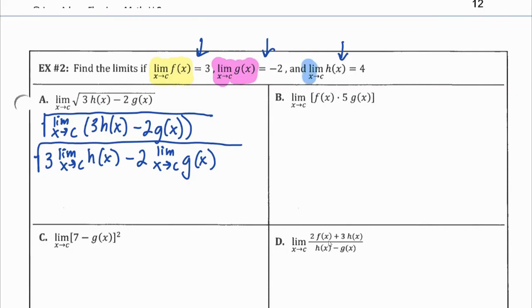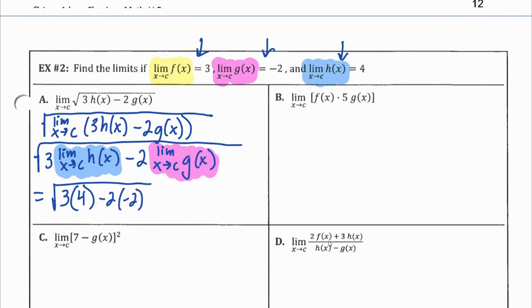so that I can substitute in. So here we have just the regular limit as x approaches c of g of x and the regular limit as x approaches c of h of x. So that means I can substitute those values in. So I can say, okay, this is going to be the square root of 3, and then in for that value, I'm going to put what it is, which is 4, minus 2, and then for that value, I'm going to put negative 2. So that's going to give me the square root of 12 plus 4, which is the square root of 16. So my answer is just going to be 4.